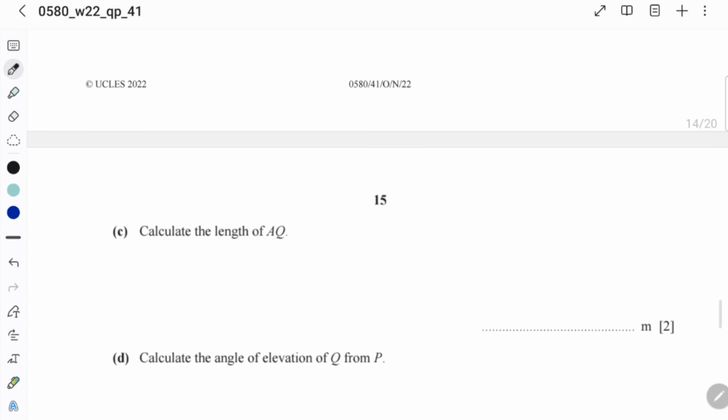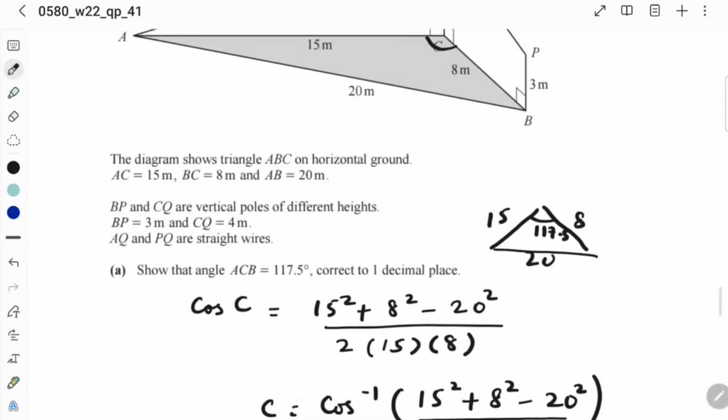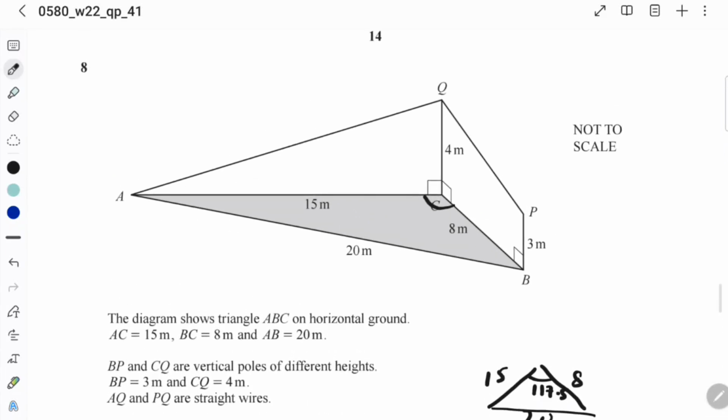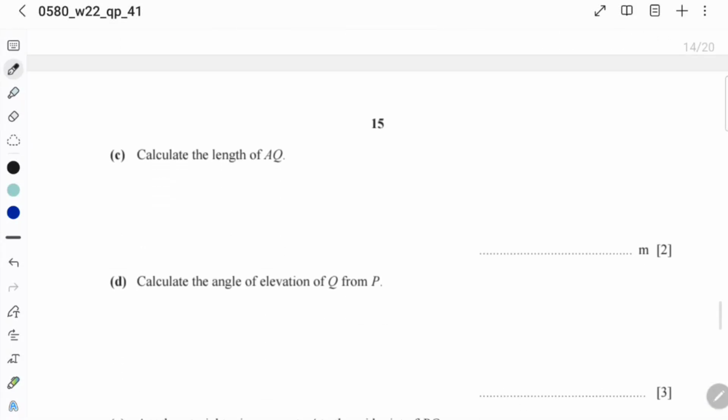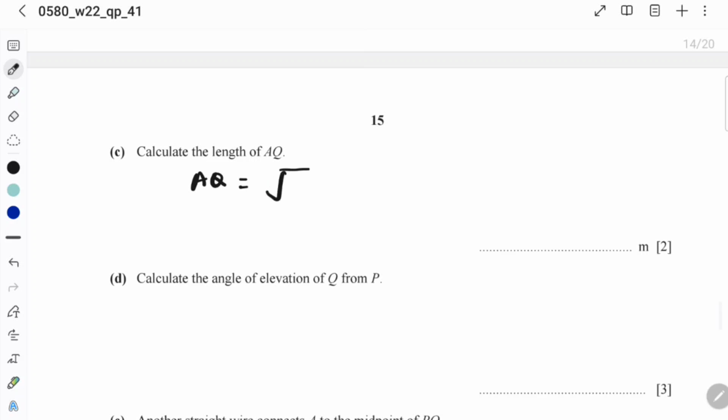Now the next part is to calculate the length of AQ, A to Q, this much. It's a right angle triangle, so it's very easy. Use Pythagoras theorem. AQ is the hypotenuse, so AQ is equal to the square root of 4 square plus 15 square. Calculate this one, so that is equal to 15.5.